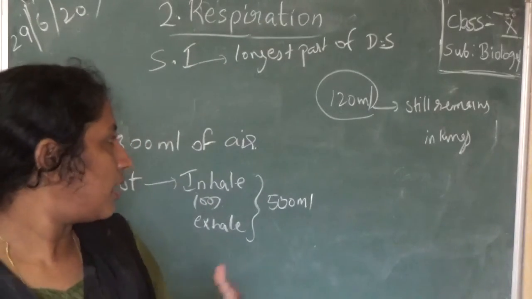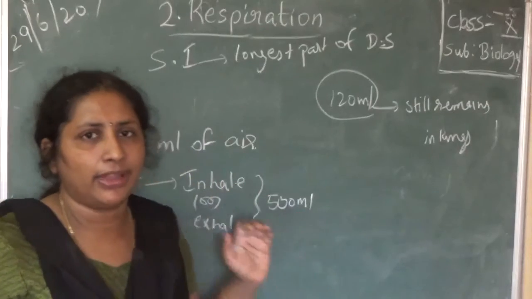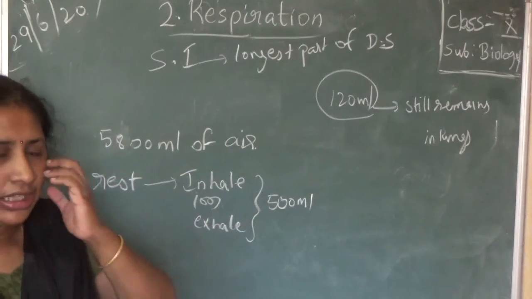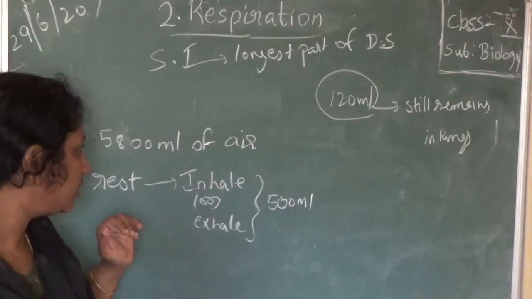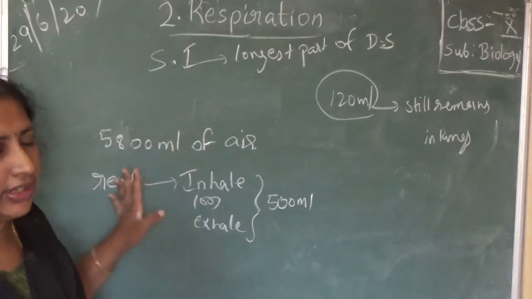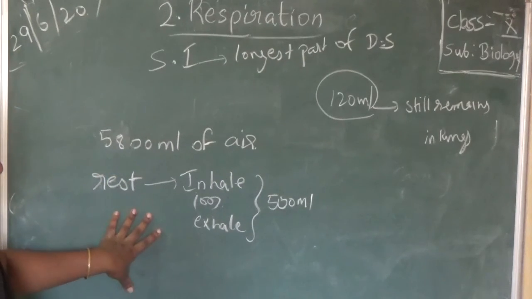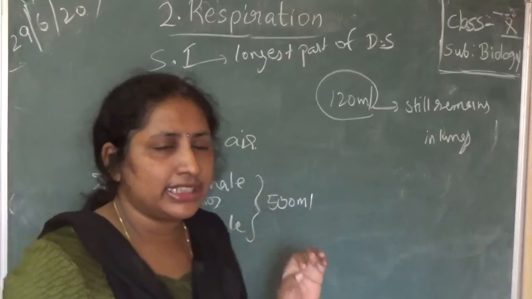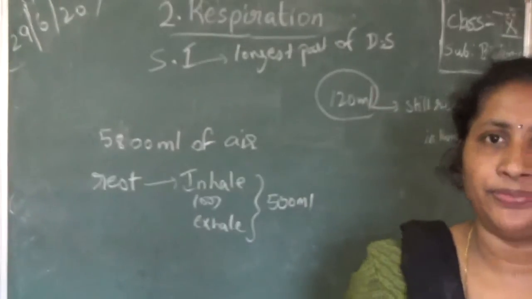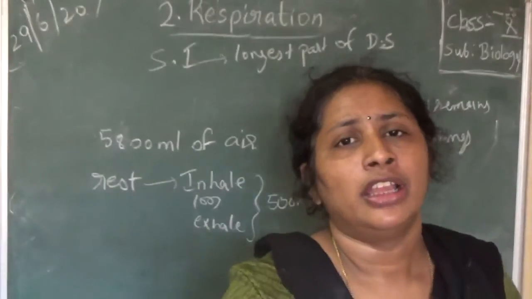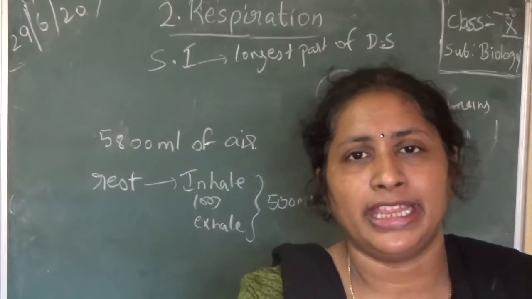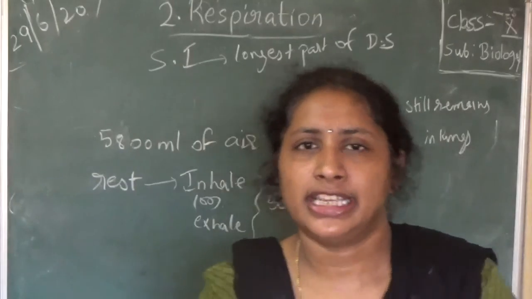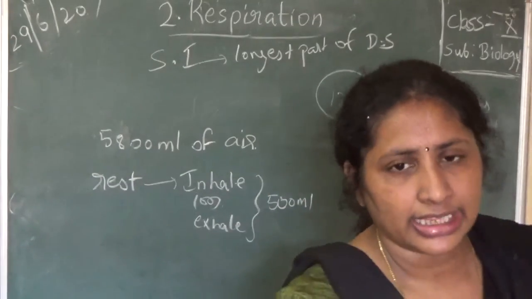Okay. So almost 5,800 ml of air is the capacity of each lung. While at rest, we can inhale and exhale only a part of this, and some air still remains in the lungs even after exhaling, because it prevents the lungs from collapsing. Okay. Thank you.